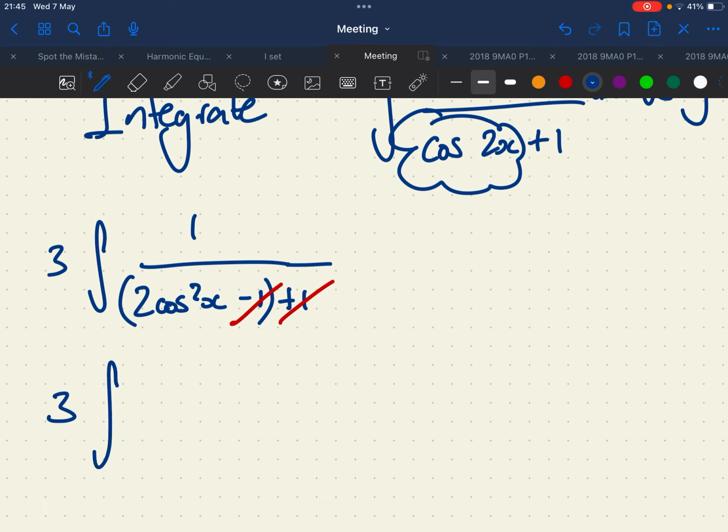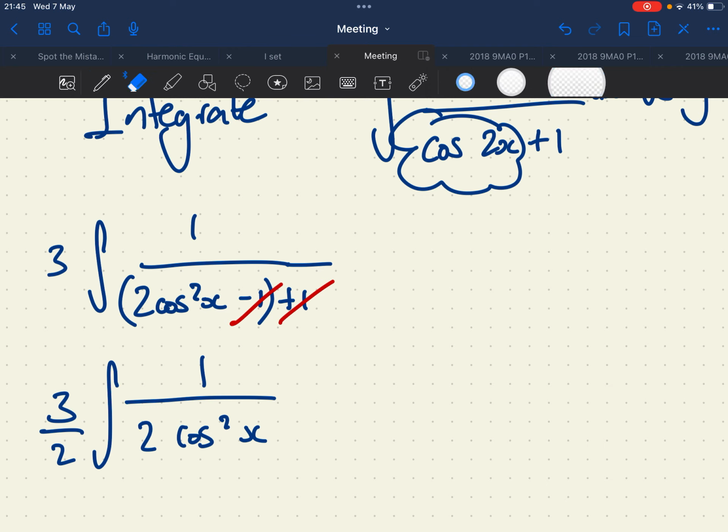So I've got 3, 1, and then I've got 2 cos squared x, haven't I? And again, you see that 2 there? I can just take that out. I am allowed to do that because, if you multiply it like fractions, it could just go there. So this doesn't seem that helpful.